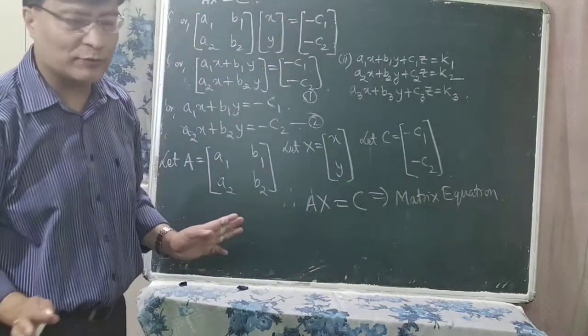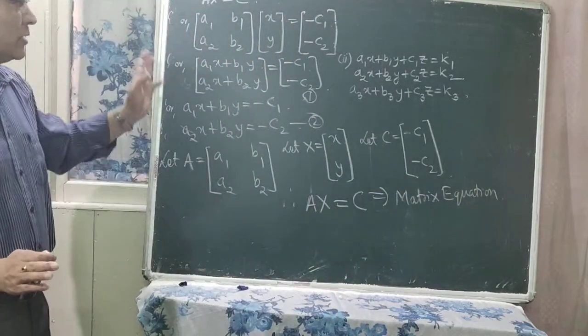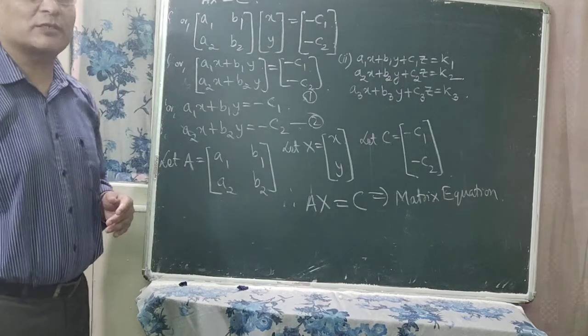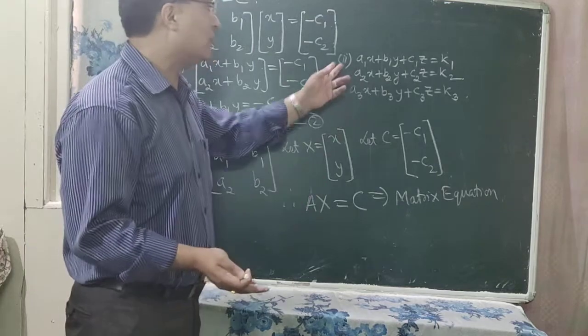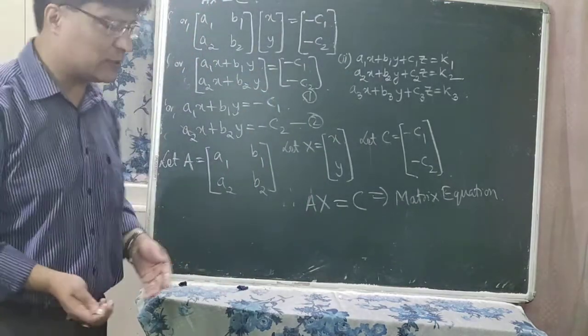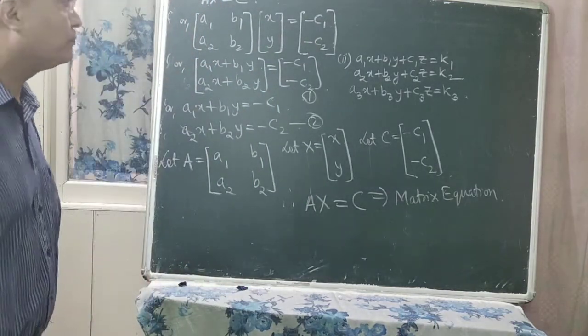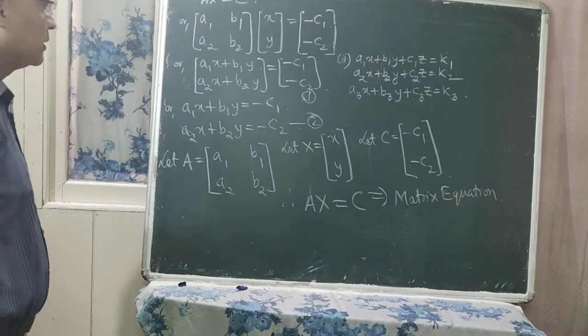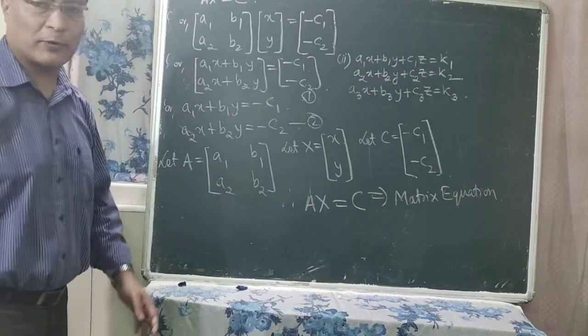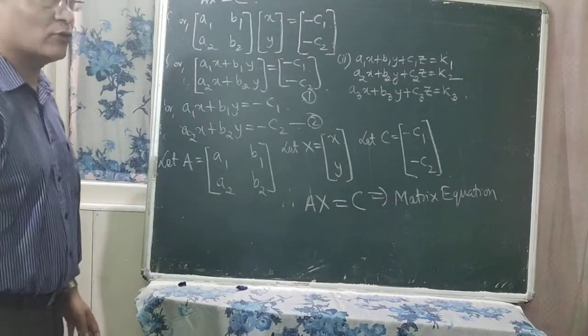Is that clear to all of you? So I think you have understood it, how to convert the given system of equations to matrix equation. Okay. Now again, question number 2 is there. So you can copy it. We'll do question number 2 now. So I think you have understood it. Okay, you can pause the video and you can copy it.